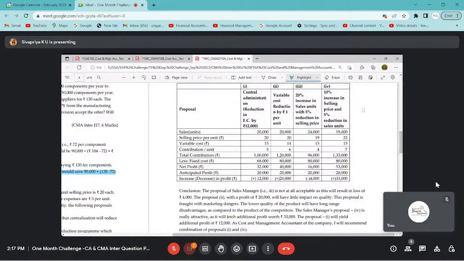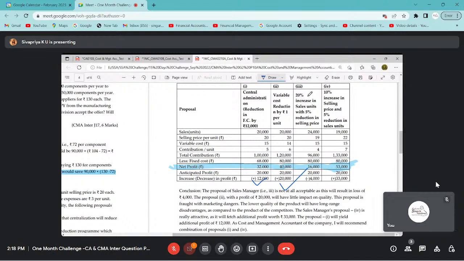Okay, so the first one is that the central administration said there should be a reduction in the fixed cost by 12,000. So what will be the profit? This is the net profit calculated. Okay, 32,000. Anticipated profit is 20,000, so that will be an increase of 12,000. Similarly for the next one, the profit will be 40,000. In the control, variable cost is reduced by 1 per unit. So 40,000, and 20,000 is anticipated, so a 20,000 increase.